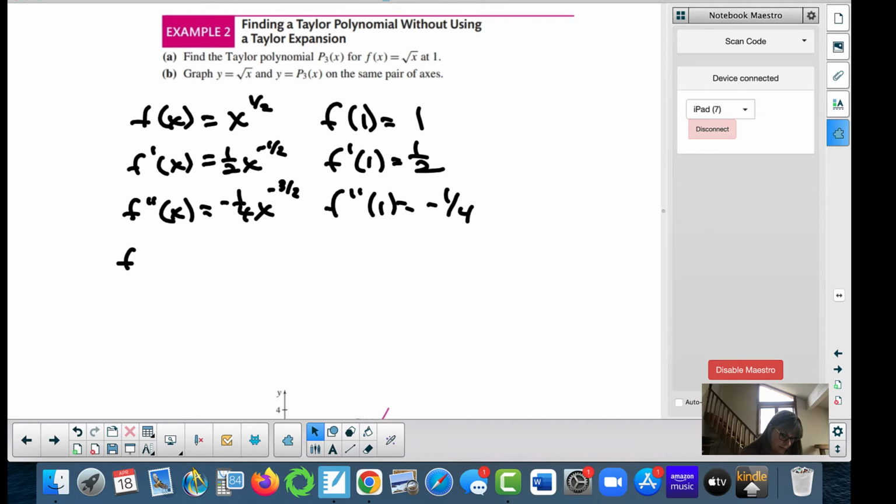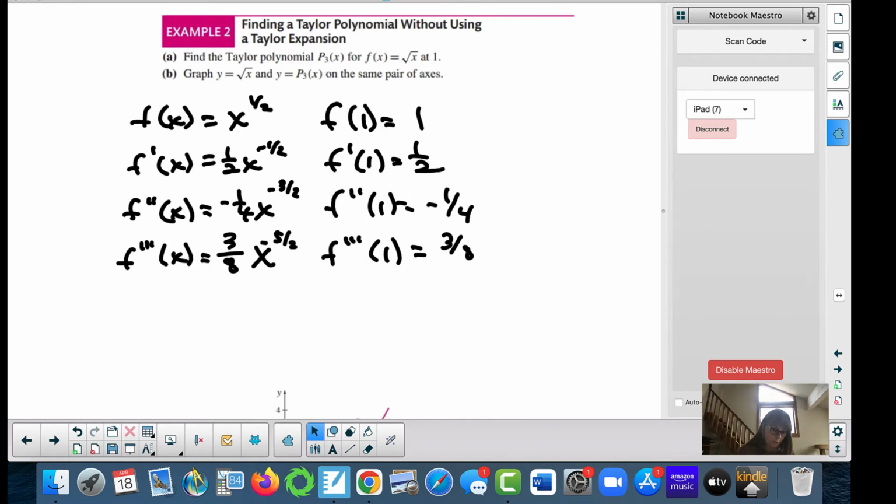And the third derivative is going to be, when I simplify that, I multiply negative 3/2 times negative 1/4, so I get positive 3/8 x to the negative 5/2. And evaluating that at 1 gives me 3/8.